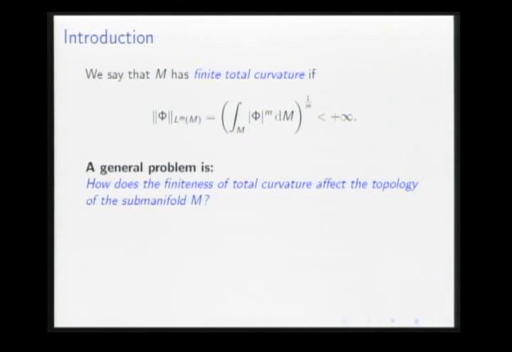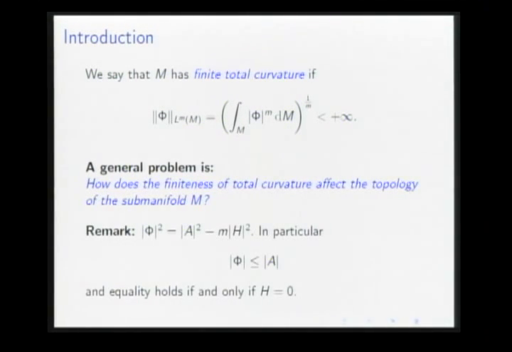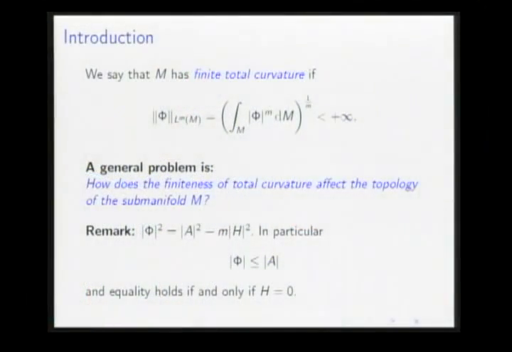It's our definition. And a general problem is, how does the finiteness of the total curvature affect the topology of the submanifold? Right. Before I state some known results and our results, I'd like to give a remark. Of course, the norm of this tensor is related with the norm of the second fundamental form. And in particular, we have this inequality. And some known theorems are given in terms of the total curvature with the tensor A instead of the tensor phi.